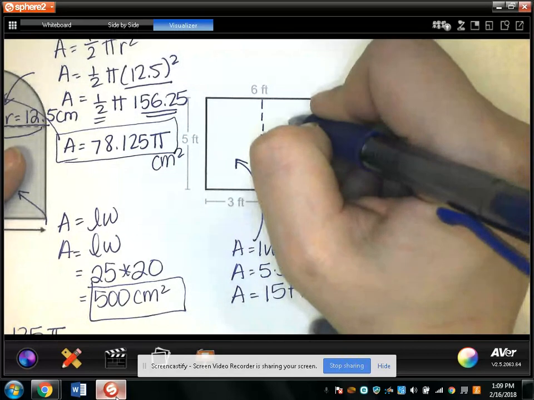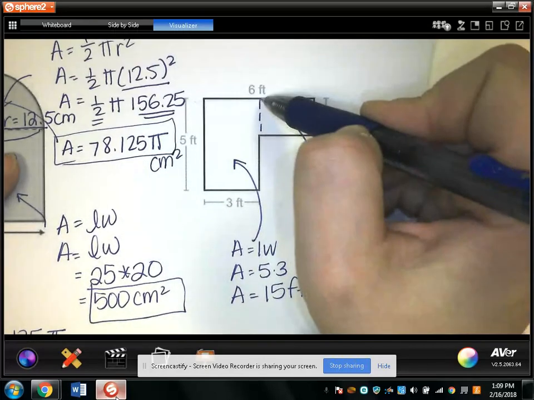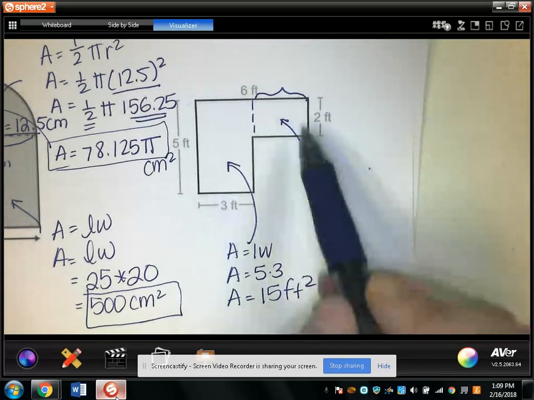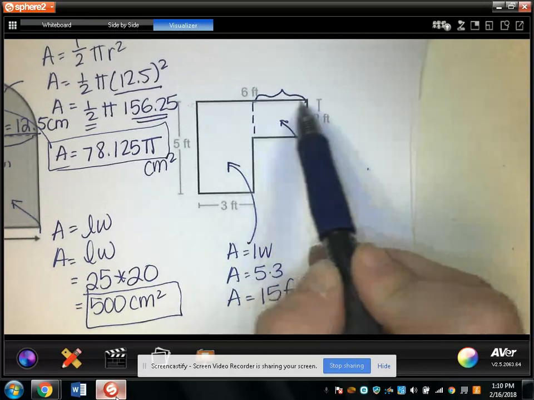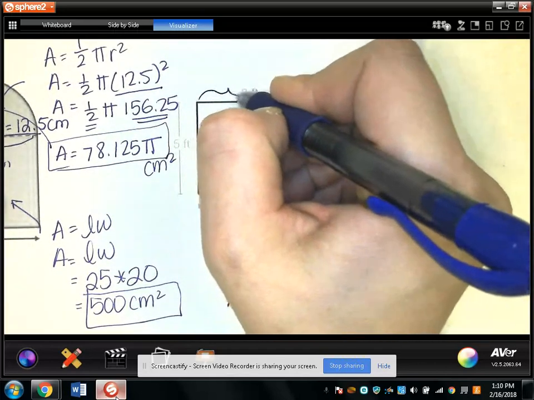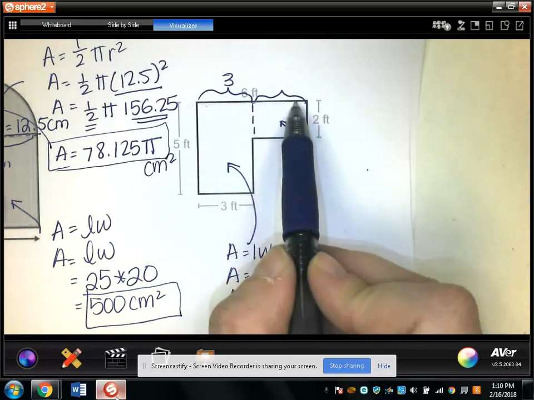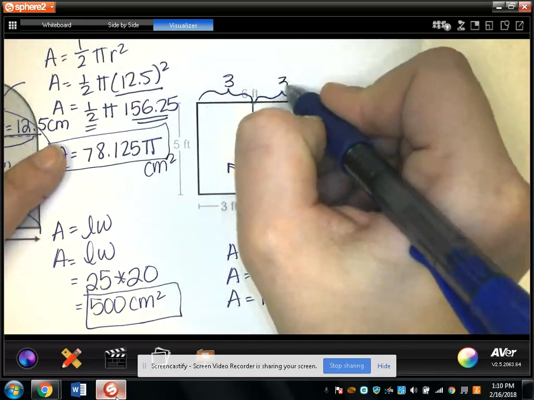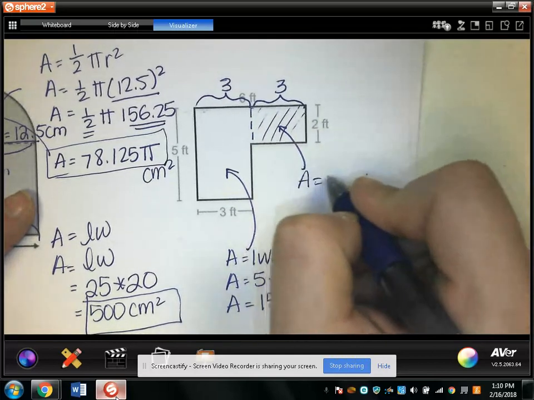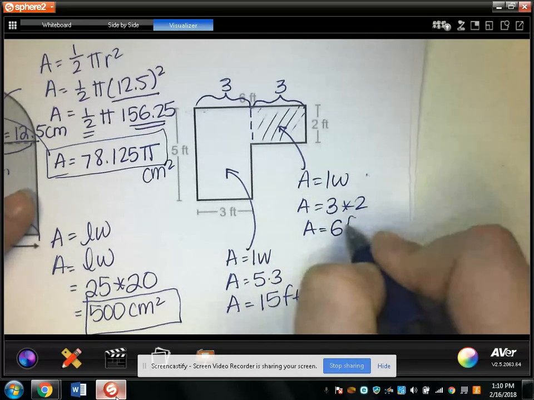Now I have to find the area of this shape. I'm not going to do 6 times 2 because I only want to find the area from here to here times 2. So you have to find out what is the length of this. Well, I know that the length of this is 3, and I know that this whole length is 6, which means the length of this side must be 3. So for the area of this rectangle, area equals length times width, area equals 3 times 2, area equals 6 feet squared.